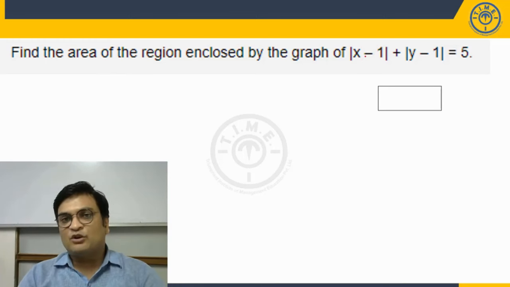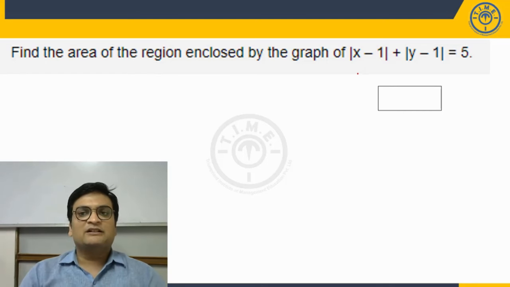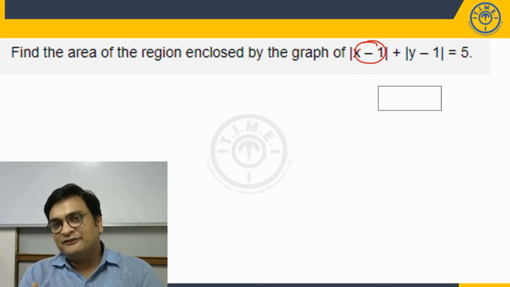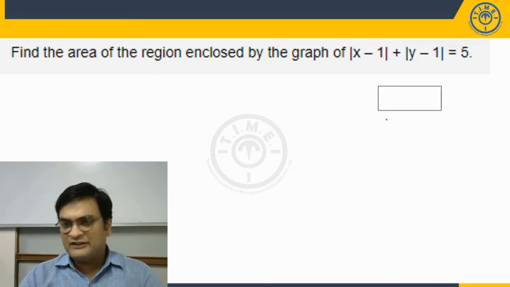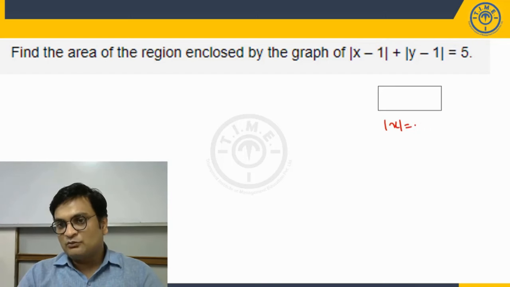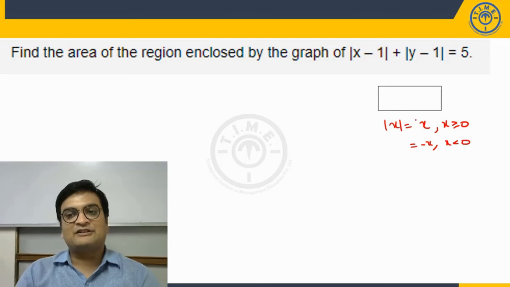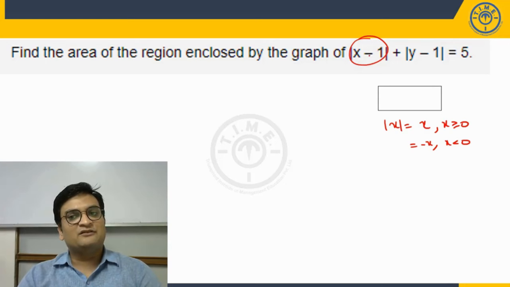When you look at modulus, it is all dependent on where the term inside the modulus becomes negative, and at what point it becomes non-negative. Because the definition for modulus, as we all know, is mod x equal to x if x is greater than or equal to 0, and minus x if x is less than 0. That's why I'm saying, at what point does x minus 1 become greater than or equal to 0, and at what point does it become less than 0?